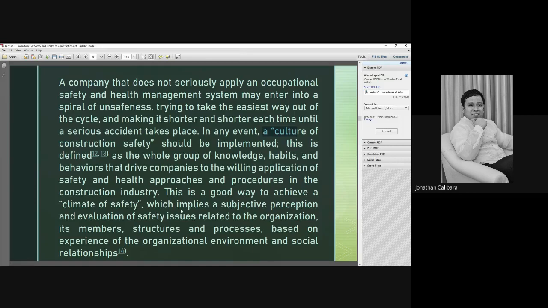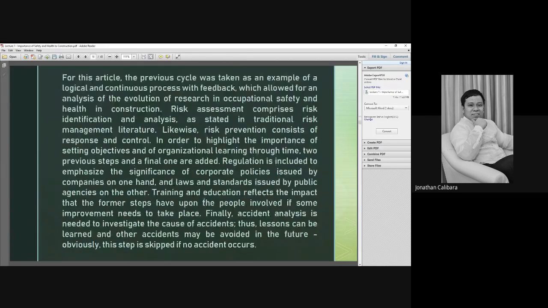This is a good way to achieve a climate of safety, which implies a subjective perception and evaluation of safety issues related to the organization, its members, structures, and processes based on the experience of the organization, environment, and social relationship. So, in this slide, it just simply stated to do it good, do it nice, follow the rules, everything will be okay.